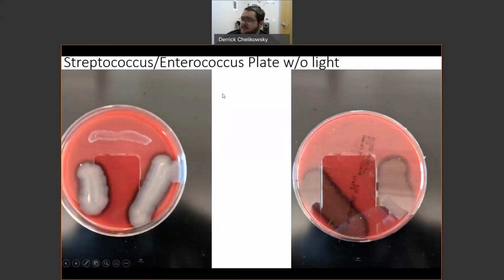And this is the Enterococcus plate without light, mostly to show you this right here. This is gamma hemolysis. There's growth, but it's not actually breaking down the red blood cells. And that is our hemolysis video. There will be 2 other videos, one on bile esculin and what we're looking for in the bile esculin test, and then another on the mannitol salt and what we're looking for on the mannitol salt plate.